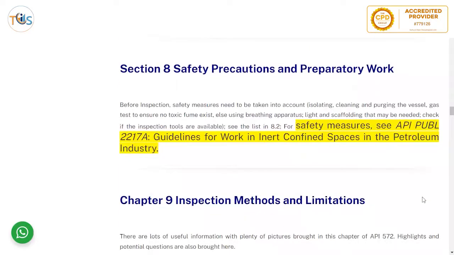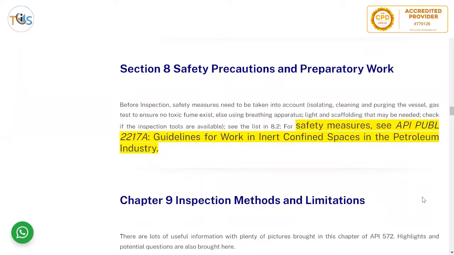Safety precautions and preparatory work. Before inspection, many safety measures need to be taken into account: isolating, cleaning, and purging the vessel, gas test to ensure no toxic fumes exist, else using breathing apparatus, lighting and scaffolding that may be needed, and checking if inspection tools are available. There is a list at section 8.2 for that.